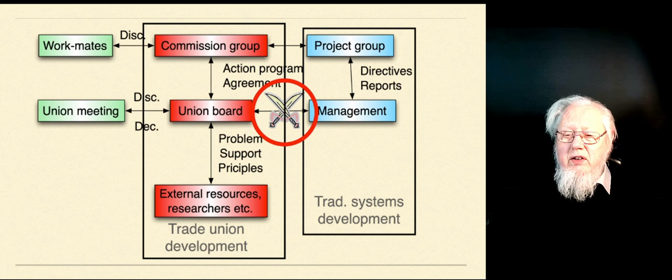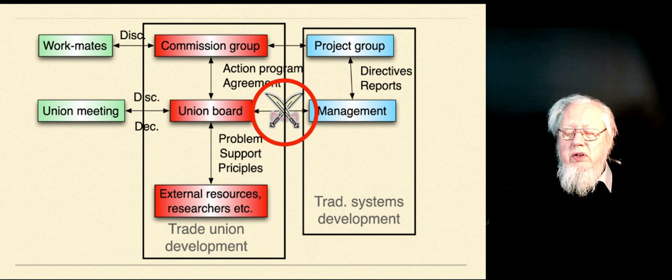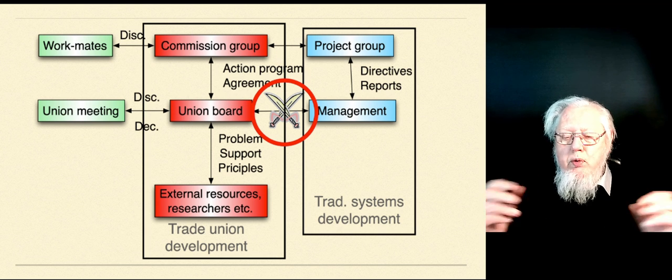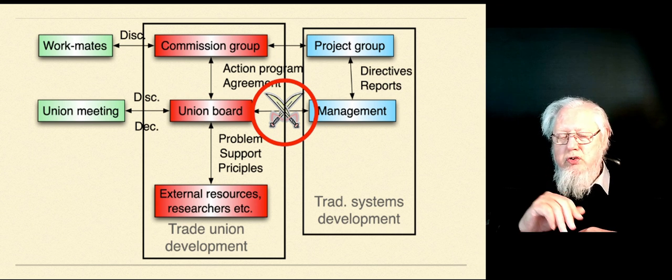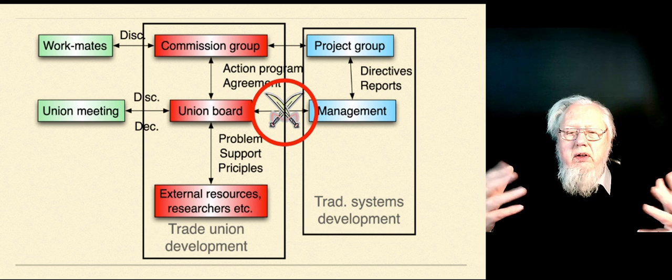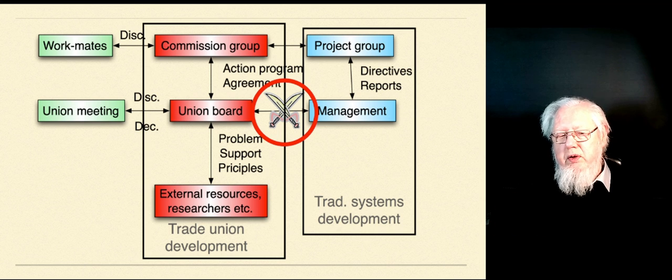To the right, we have the project group, blue, of course. The ordinary traditional systems development. In the middle, with red, we have the trade union investigation. And the commission group, that's the whole assembly, union board, are the ones who do the job, do the negotiations with the management. You see the crossed swords here. And they have external resources, such as researchers and others, to their support. And this investigation should be paid by the management.